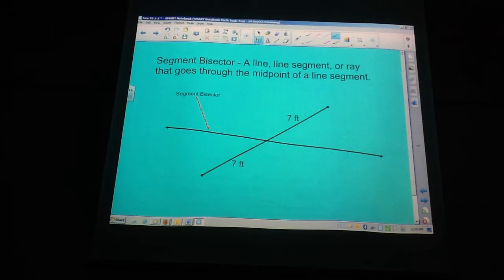It could be the full line for the segment bisector. It could be just the segment that goes from this point to this point. So segment AB could be the bisector. Or it could be a ray that crosses through there. So it could be a ray that starts at B and goes through A. Or we could even put a point right there, call it C. It could be the ray A that passes through C. But basically what a segment bisector tells us is that where it crosses is the midpoint, making this congruent with this part of the segment.